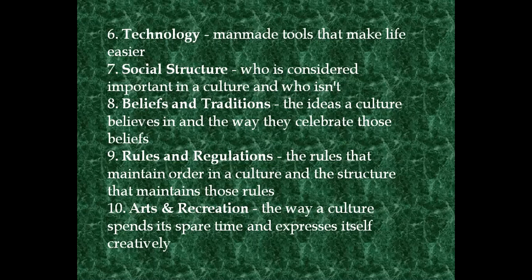Next example is rules and regulations. Okay, the rules that maintain order in a culture and the structure that maintains those rules. So, rules and regulations can be seen in a culture in terms of values and norms, which are being given from generation to generation. At the same time, rules and regulations can be seen in terms of social control, that is the police service, the traffic police service. All these are also part of rules and regulations in a culture.